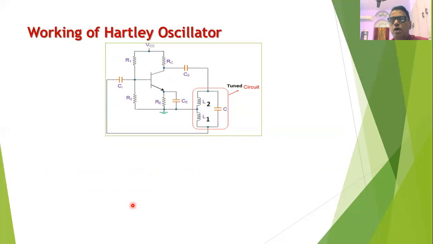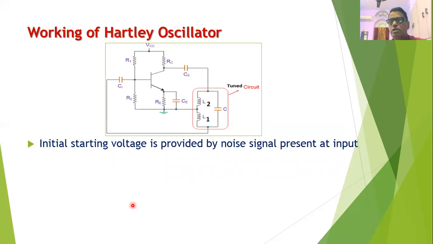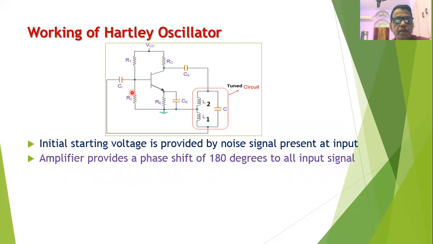Now let us understand how a Hartley oscillator works. As I told you earlier, in case of any oscillator, we require the initial starting voltage, and the initial starting voltage is being provided by the noise signal which is present at the input of any electronic circuit. So this noise signal is initially amplified by the CE amplifier. And we know that whenever any CE amplifier amplifies the input signal, it will provide a phase shift of 180 degrees. So the amplifier will provide a phase shift of 180 degrees to all the frequencies of the input signal.